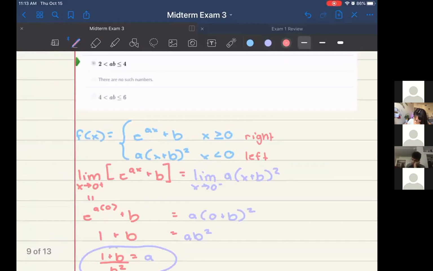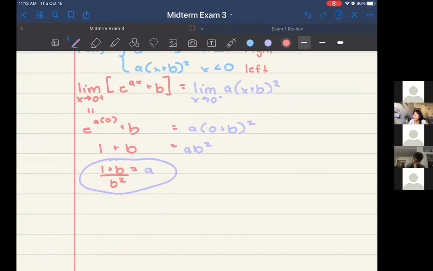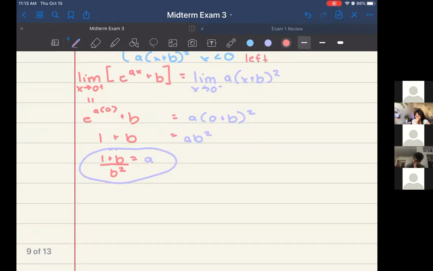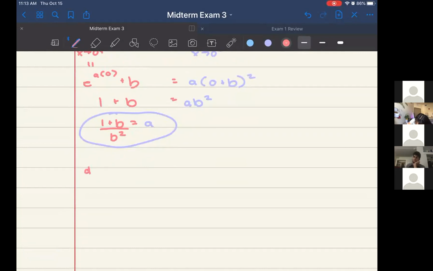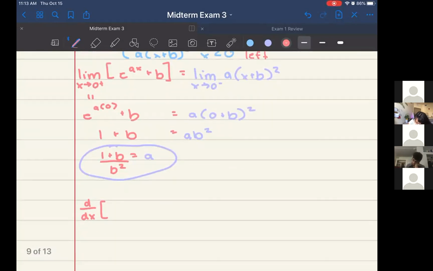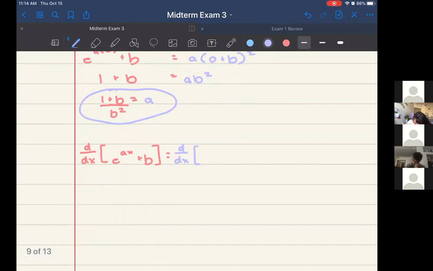And then what you need to do is set the derivatives of the functions from the left and from the right equal to each other. So I remember he did some complicated, like he wrote out the limit definition of the derivative for a past example or something. But if you know that the derivatives have to be equal, you can just use the rules that we learned to make a shortcut. So we need to set the derivative of e to the ax plus b equal to the derivative of a times x plus b squared. And then you just take the derivative of each side.